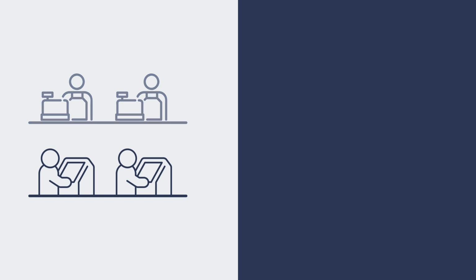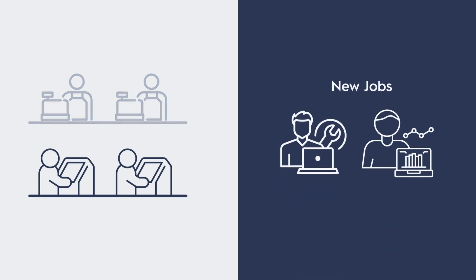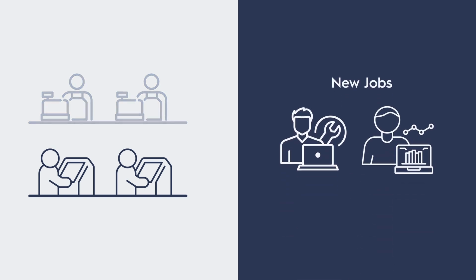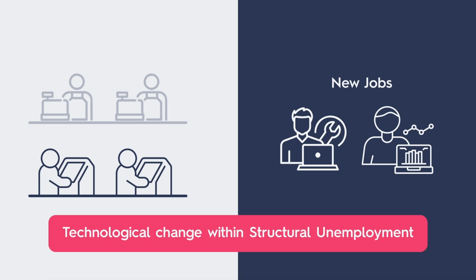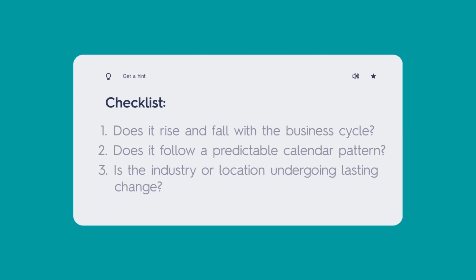When a store adds self-checkout, some cashier roles vanish. Meanwhile, new jobs appear, like maintenance technicians or data analysts. That is technological change within structural unemployment. To classify any example quickly, use this checklist. First, does it rise and fall with the business cycle? Second, does it follow a predictable calendar pattern? Third, is the industry or location undergoing lasting change?